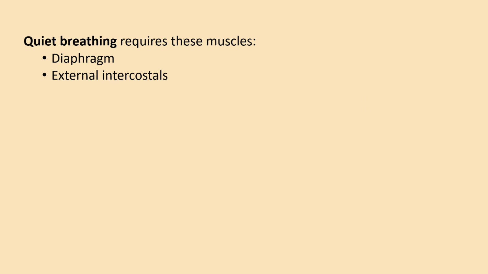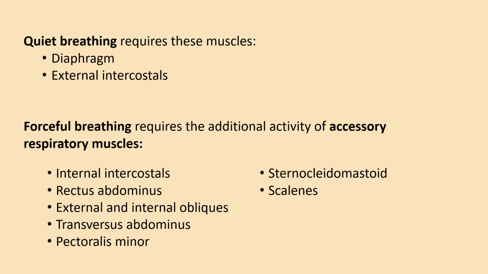So quiet breathing is driven primarily by the diaphragm with some help from the external intercostals, and those external intercostals pull up the ribs to expand the volume of the rib cage. And then forceful breathing requires additional activity of accessory respiratory muscles.